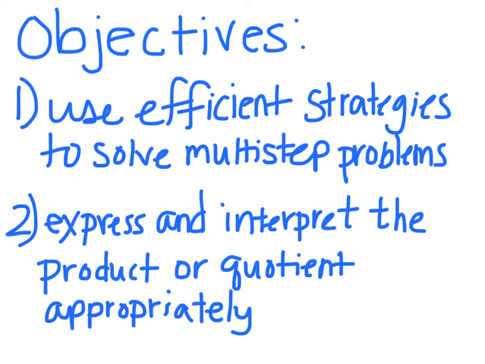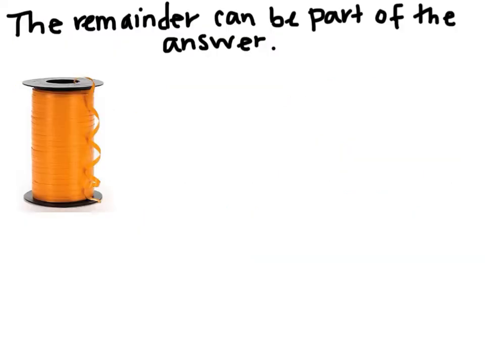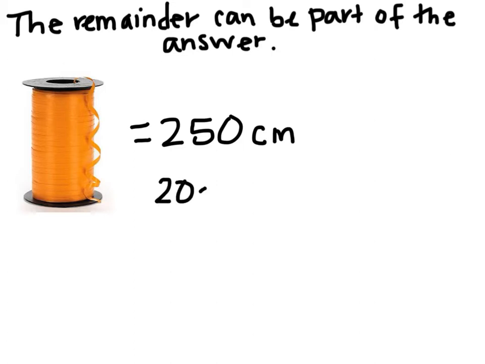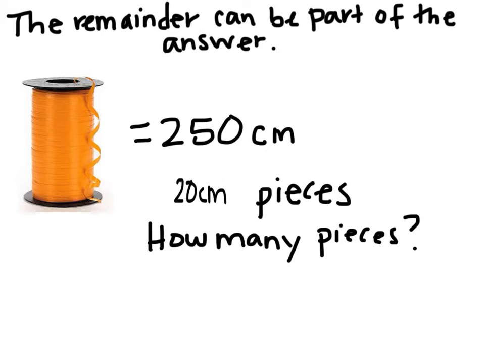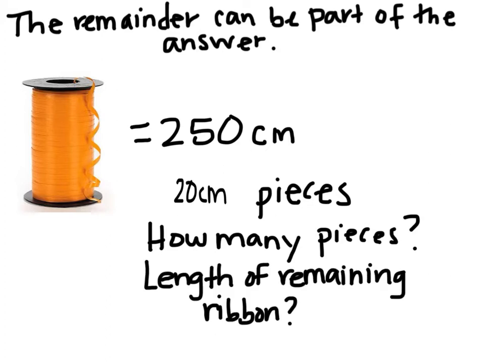Let's go on to the first sample problem. In our first example, we'll see that the remainder can be part of the answer. The problem reads like this. Rena has a roll of ribbon, 250 centimeters long. She cuts the ribbon into a number of pieces that measure 20 centimeters in length each. How many pieces does she cut? And what is the length of the remaining ribbon?